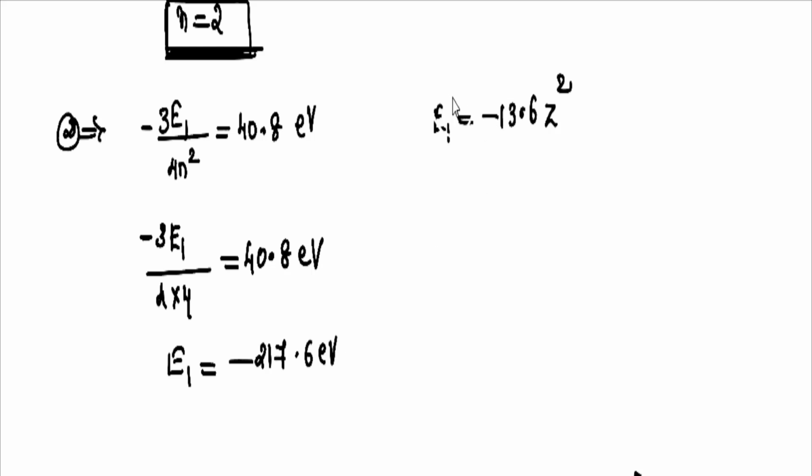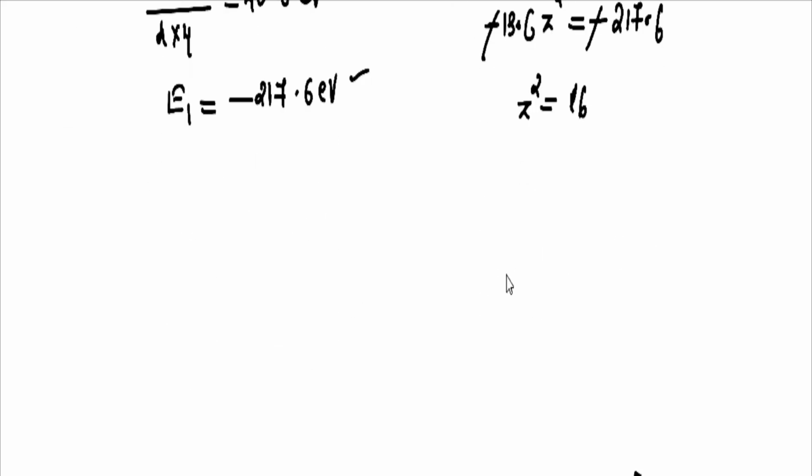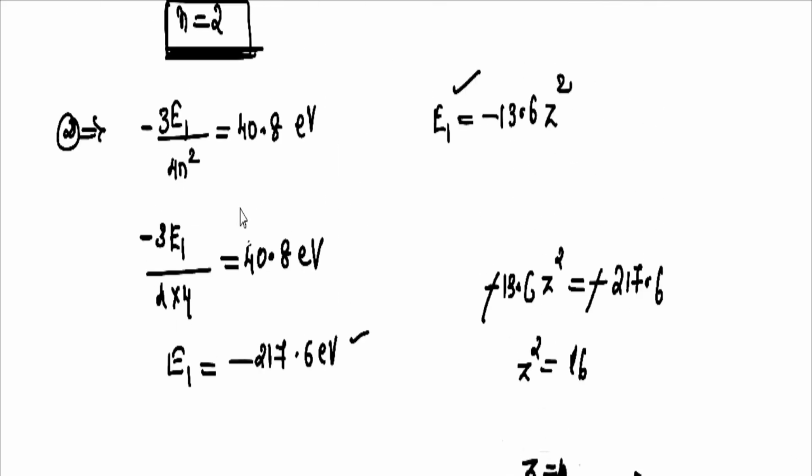We can compare both these equations. So minus 13.6 Z square equal to minus 217.6 electron volt. So the negative sign gets cancelled, and Z square on solving we get 16. So Z is equal to 4. So atomic number is equal to 4. Our second answer is 4. Our orbit number is 2.